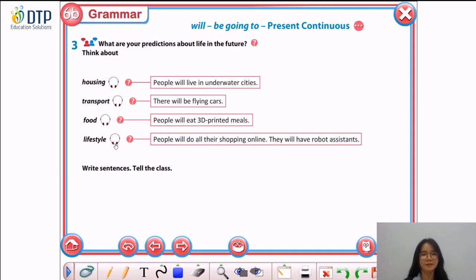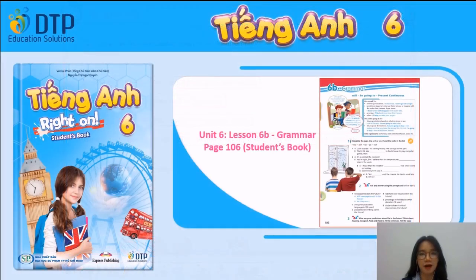Very good. You have such creative imagination. Alright, we have finished Unit 6, Lesson 6B, Grammar, page 106. For homework and more practice, remember to review all the language points you have learned in this lesson.